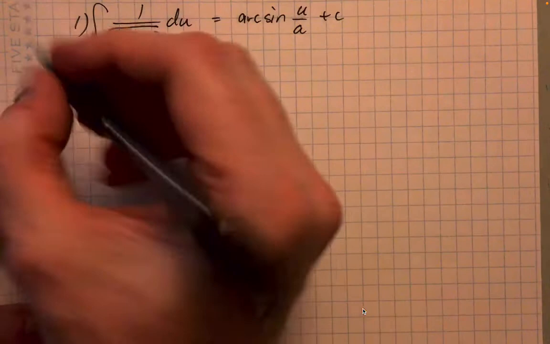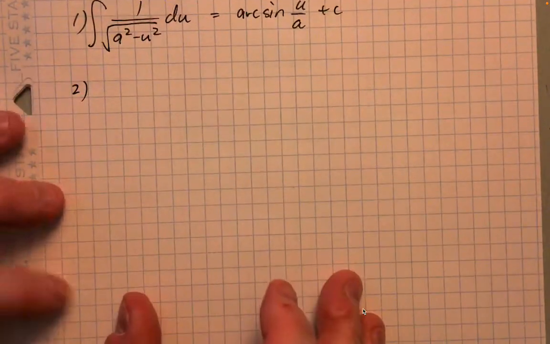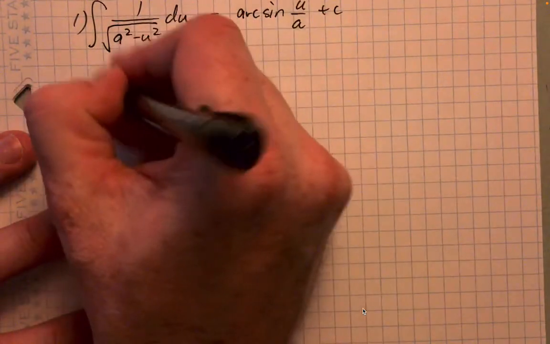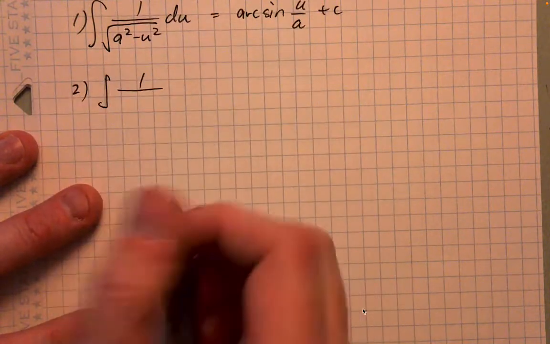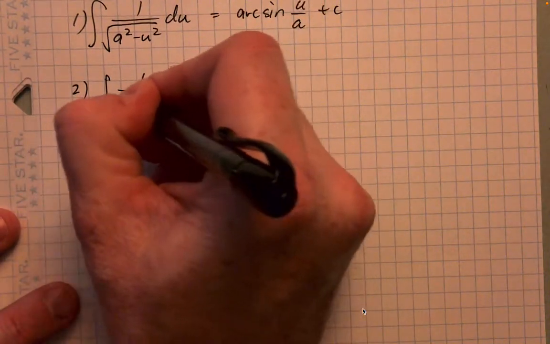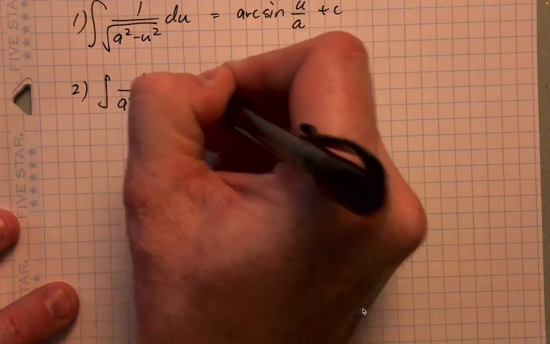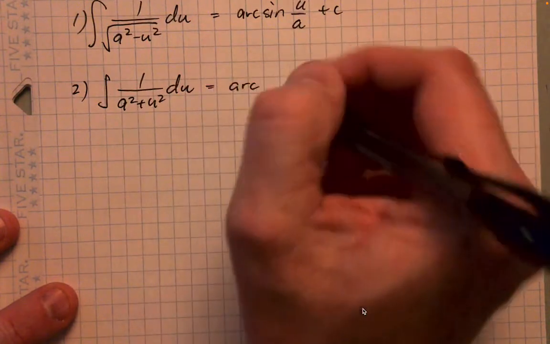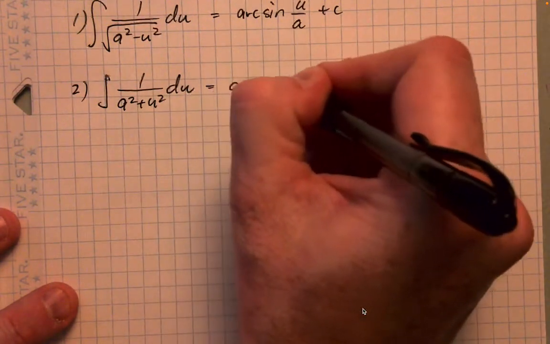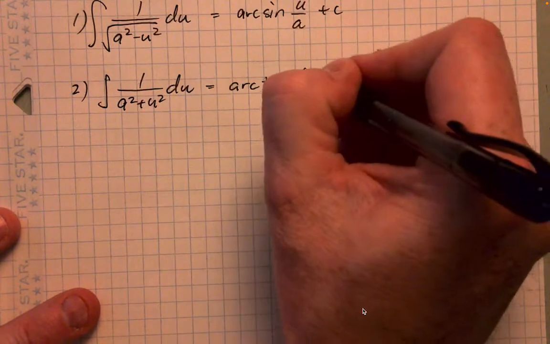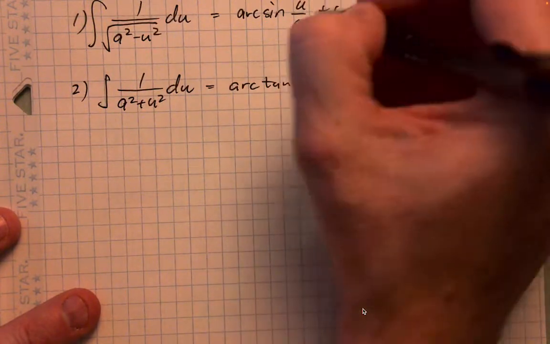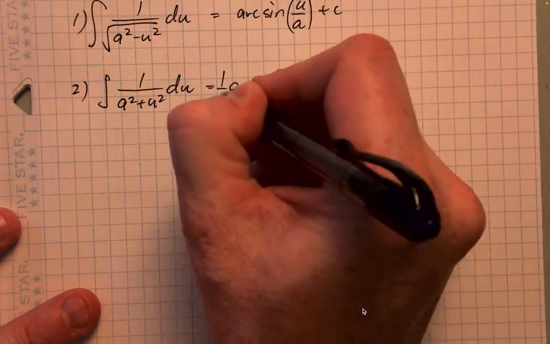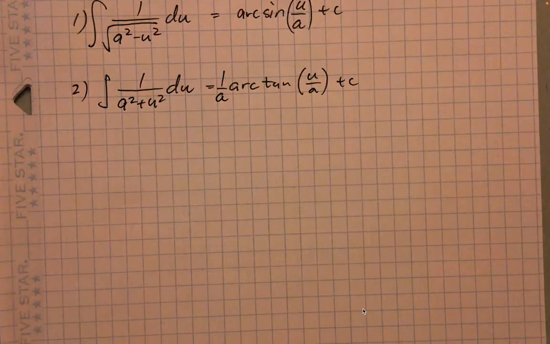The second one on here is the arctan, and the form there is going to be 1 over a squared plus u squared. And that's going to be the arc tangent of u over a. It's actually 1 divided by a up front too.